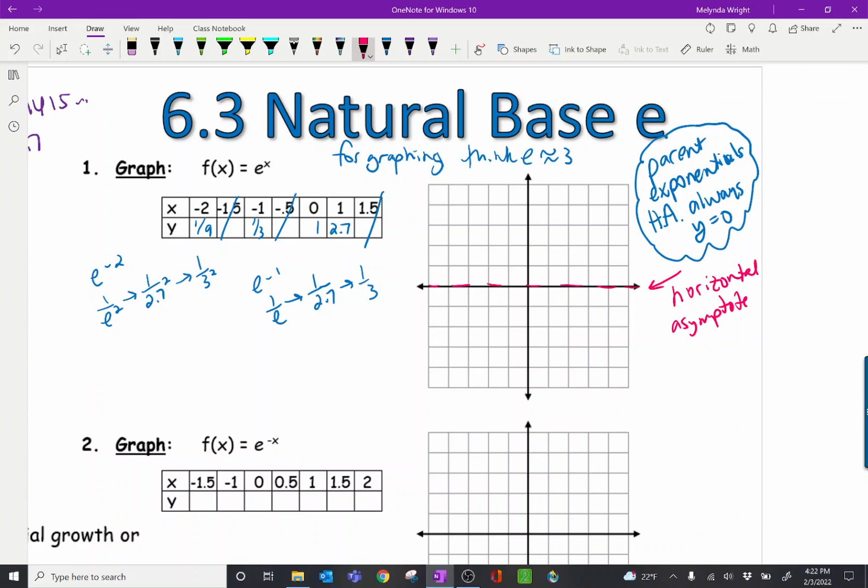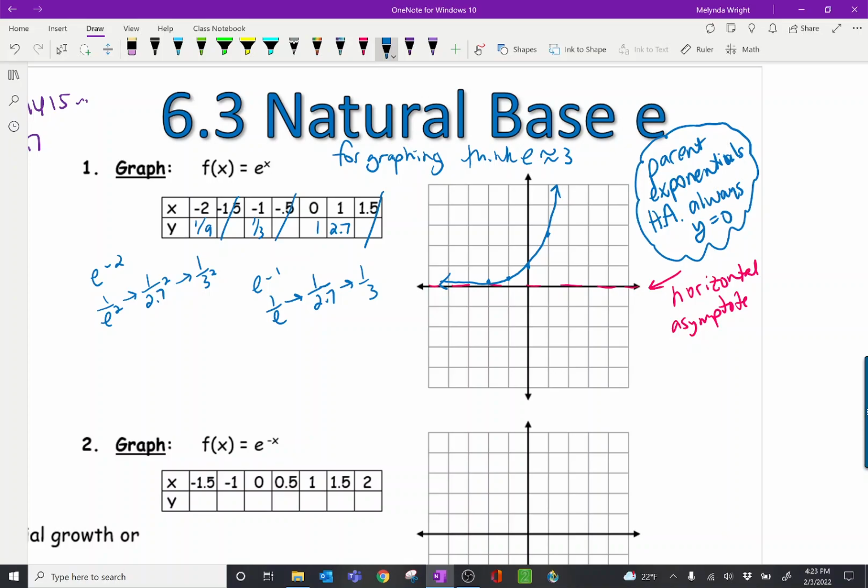All right, so now let's plot our points. So we've got -2 and then 1/9, and maybe about right there, -1, 1/3, 0, 1, then we have 1 and about 2.7, so maybe somewhere like that. All right, and there is our graph of e to the x.